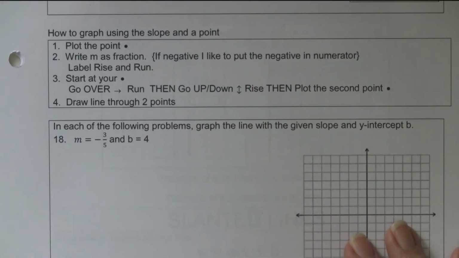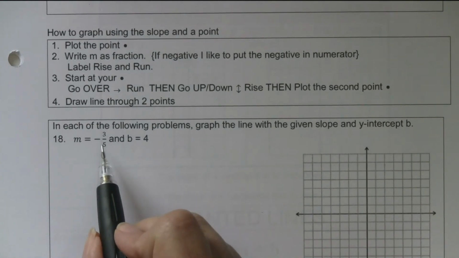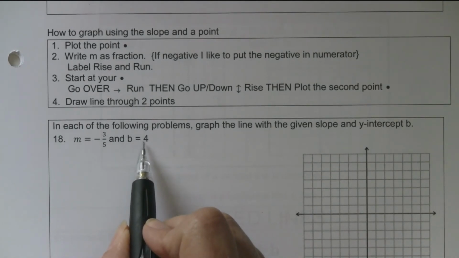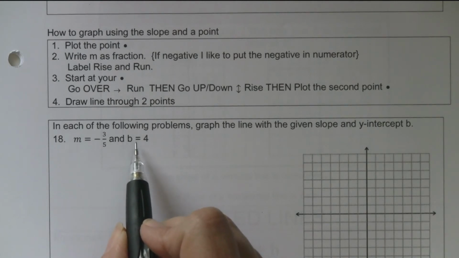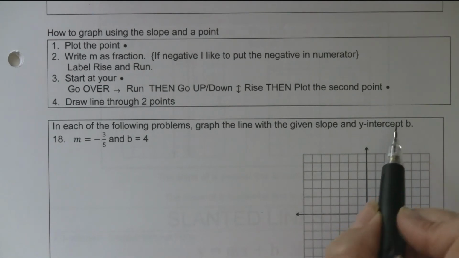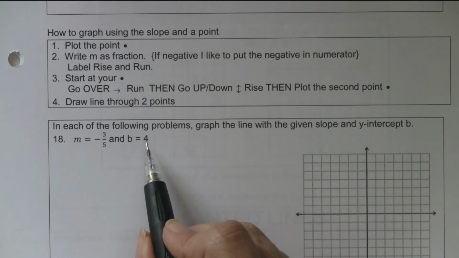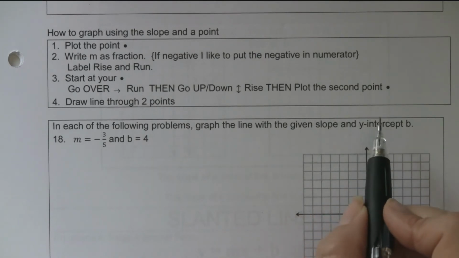Here they're asking me to do something different. They're asking me to graph the line given the slope and given a point. And the point that they've given me here is the y-intercept. They say B is the y-intercept. And so they could have given me any point, and they could have given it as an ordered pair, but they said that they're giving me the y-intercept.